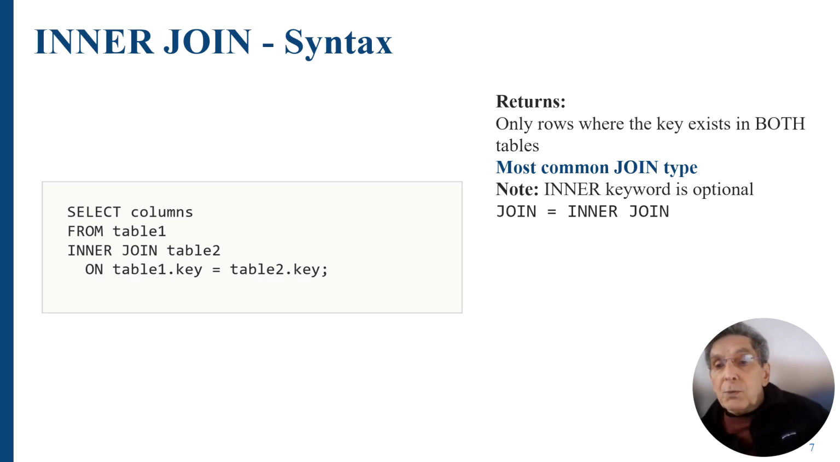A few important notes. Inner join returns only rows where the key exists in both tables. If a patient has no encounters, they won't appear in your results table at all. Also, the keyword inner is optional. If you just write join without specifying a type, SQL assumes that you mean an inner join. So you see both styles in production code. I recommend you be more explicit when you write your inner join, just for clarity's sake.